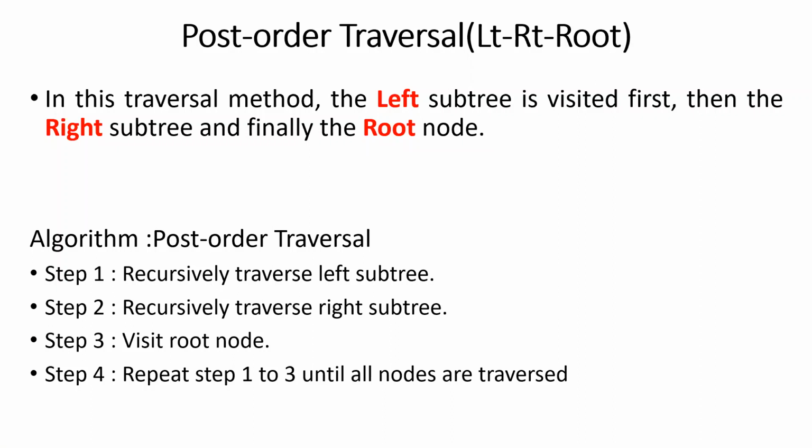Understood? We are not changing the order between left and right. Always left comes first and then right. Okay. So keep in mind that for post order, we are visiting root at the end. So the same algorithm we are writing with that order difference. Recursively traverse the left subtree, then recursively traverse the right subtree, then visit the root node.